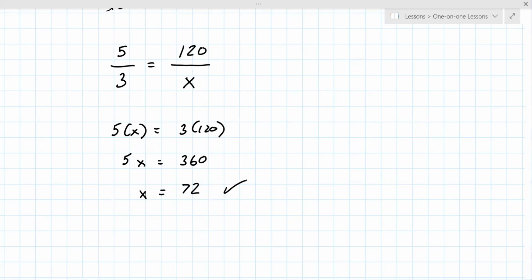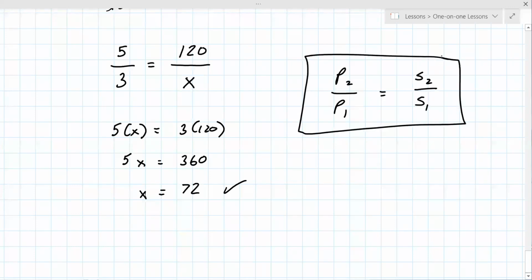So the offshoot of this is that perimeter 2 over perimeter 1 equals side 2 over side 1. The lesson probably had something like that in there.